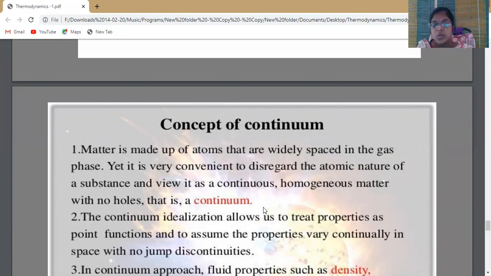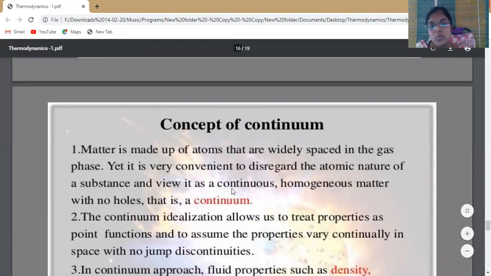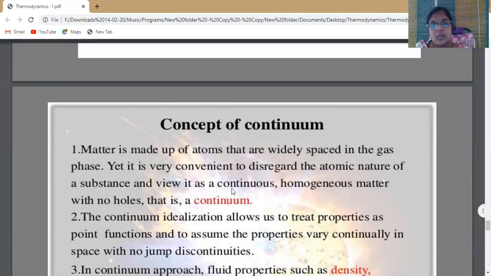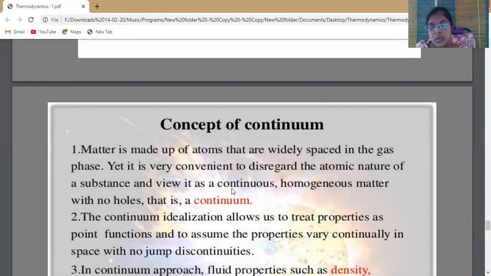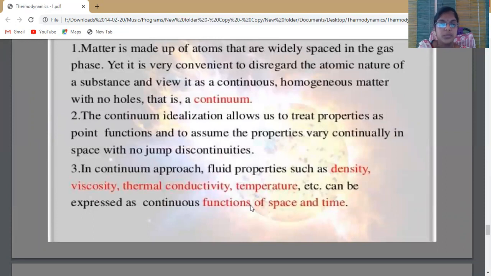So for the water molecules, we will consider one set of molecules. At the very first we calculate one, then the other, step by step, so we cannot delay with one-to-one groups of molecules. That is nothing but continuous. From the microscopic approach, we take the concept of the continuum, which is nothing but there are no holes. View it as a continuous homogeneous matter with no holes. That is the concept. Okay.